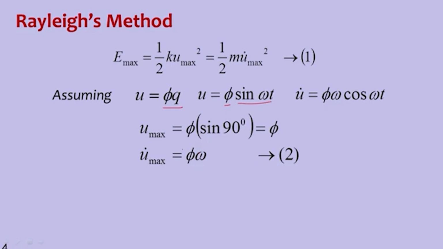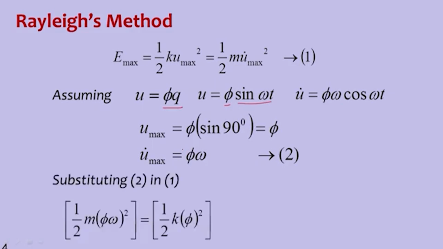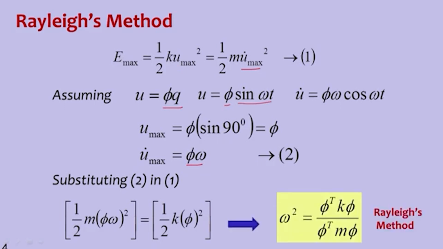If we take these two and substitute back into equation 1, what we get is half m u dot max square, that is phi omega square, equal to half k phi square. Since phi is a vector, k into phi square becomes phi transpose k phi, and omega square comes out, with phi transpose m phi on the other side.